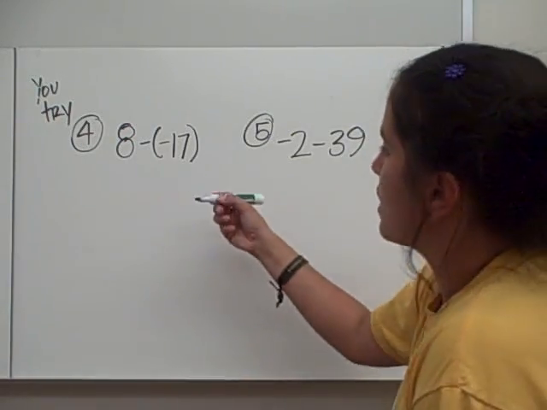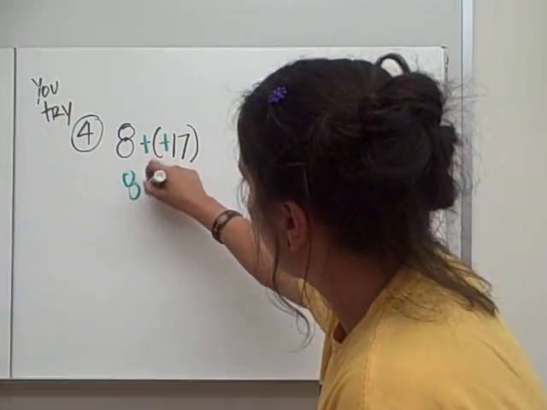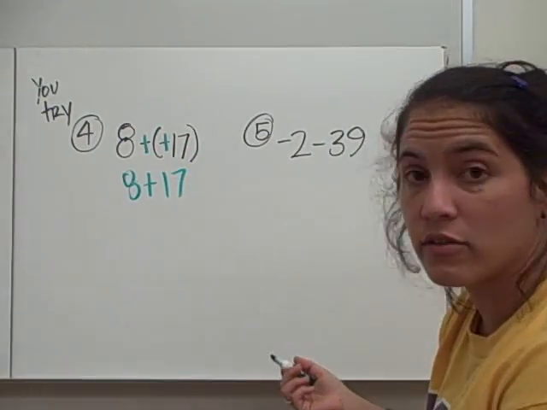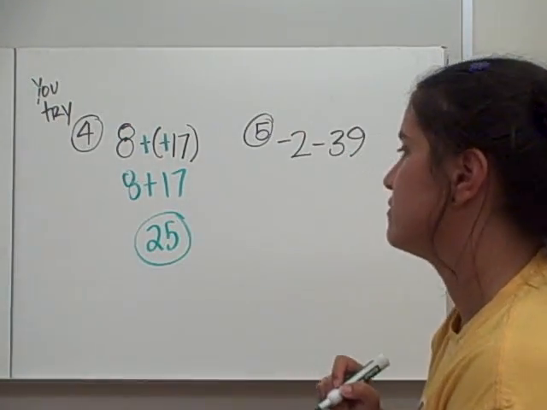So number 4, I need to touch twice, so 1, 2. Now I have 8 plus 17, which is just a regular addition problem, and the answer is 25.